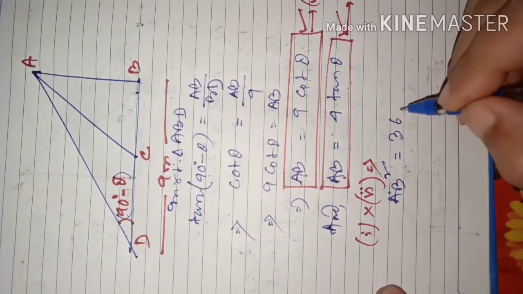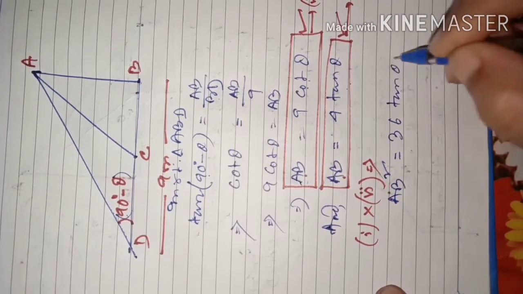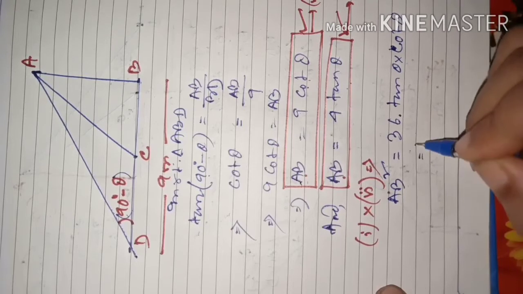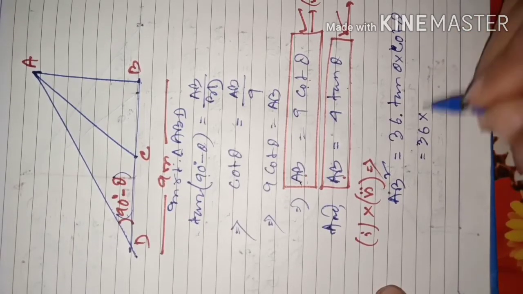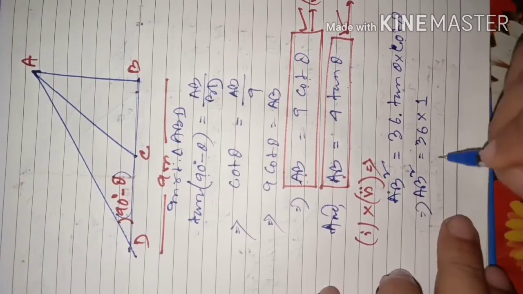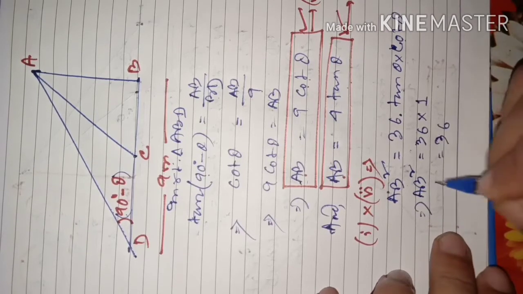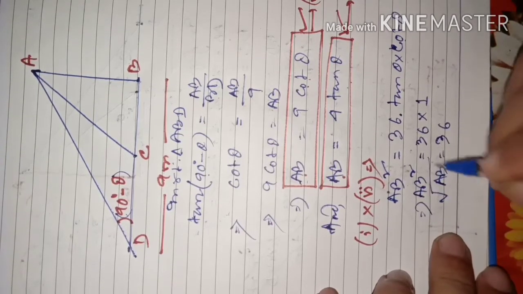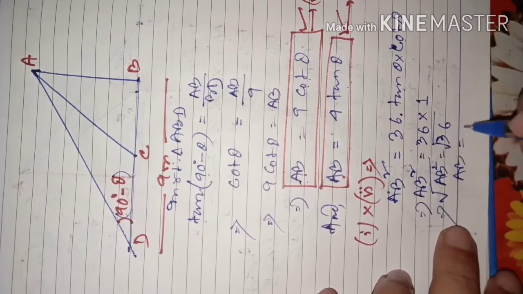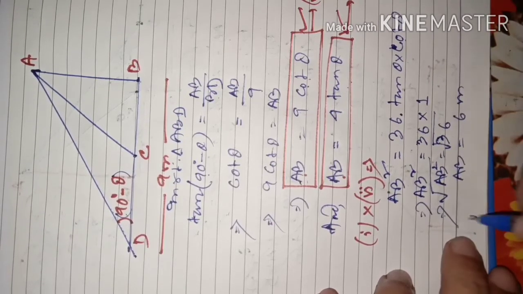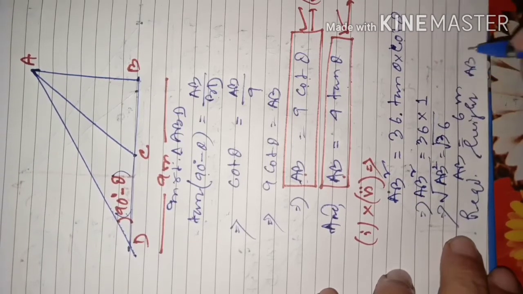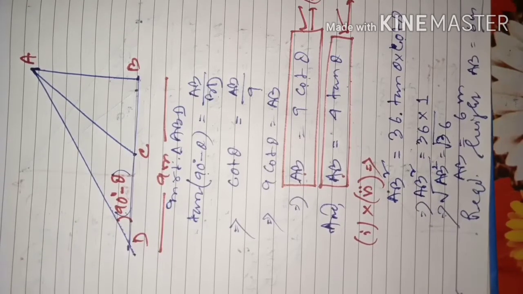Cot theta into tan theta is 1. Or write first tan theta into cot theta. So 36 into tan theta into cot theta, which is 1. So AB square equals 36 into 1, that means 36. AB square equals 36. Taking the square root of AB square, we get the square root of 36. The square root of AB square is AB, and the square root of 36 is 6 meters. So the required height AB is equal to 6 meters. This is the proof. We got the result as 6 meters.